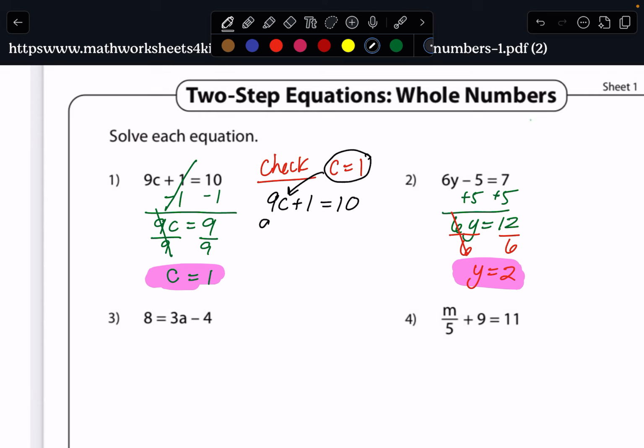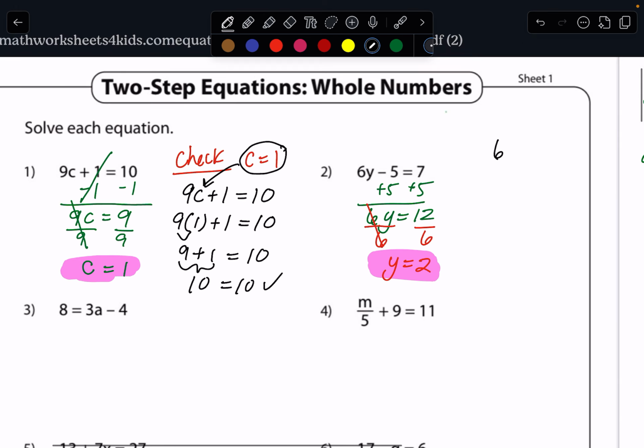So I have 9. Remember, this means you're multiplying. When you have a number and a variable next to each other, you're multiplying. So 9 times 1 plus 1 is 10. We're going to see, is it 10 when I figure all this out? Or when I simplify? Well, 9 times 1 is 9 plus 1 equals 10. 9 plus 1 is 10 equals 10. So therefore it works. You can always check your answers.